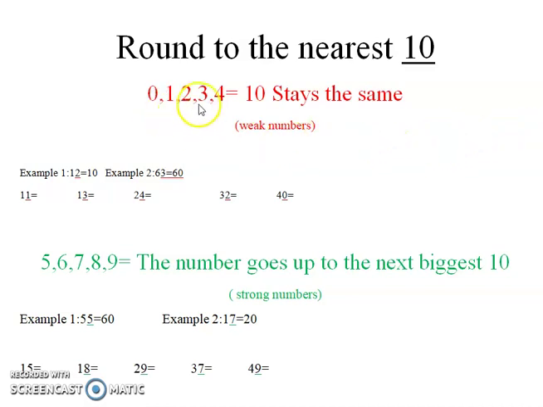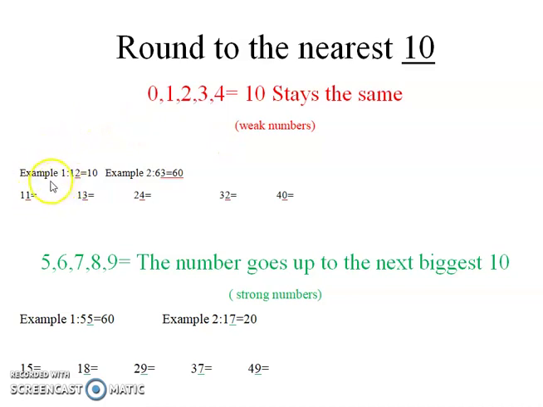So these numbers here in red, these are what I would call our weak numbers. 0, 1, 2, 3, and 4. These numbers are going to indicate whether or not our number is going to stay the same or it's going to round up to the next number. So let's go through these examples.